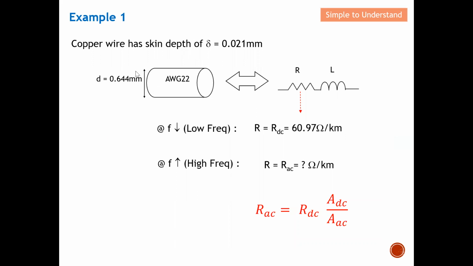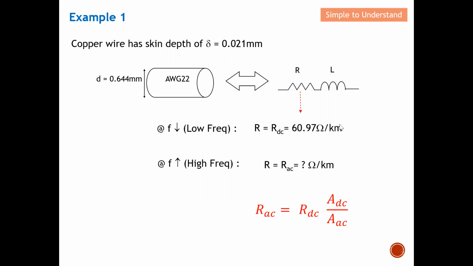in this diagram here. This is a wire, and the equivalent circuit of the wire can be a resistor in series with an inductor. This is the equivalent circuit of a wire. At very low frequency, the resistor is the same as the DC resistance. DC simply means a low frequency, and I can obtain that the resistor under DC is 60.97 ohm per kilometer.